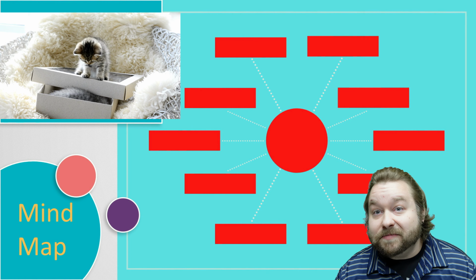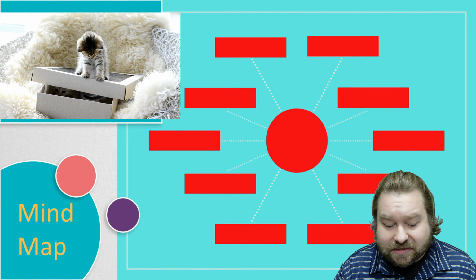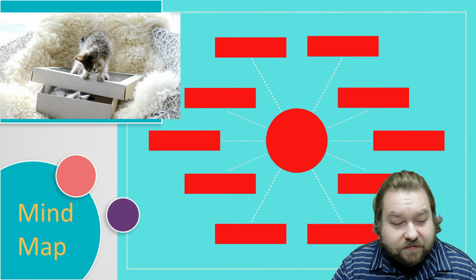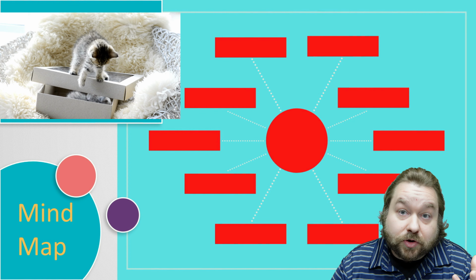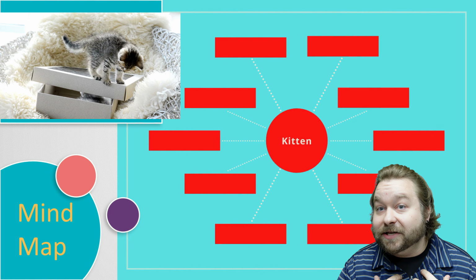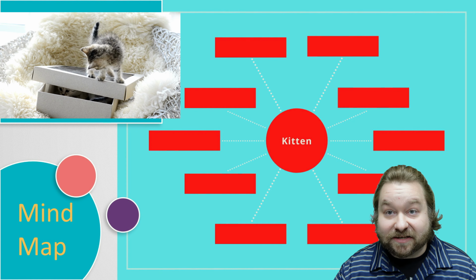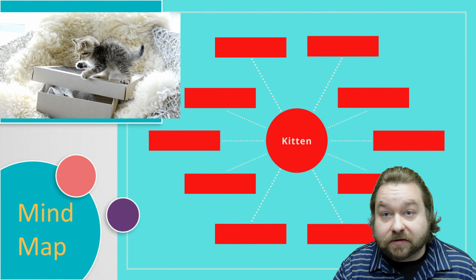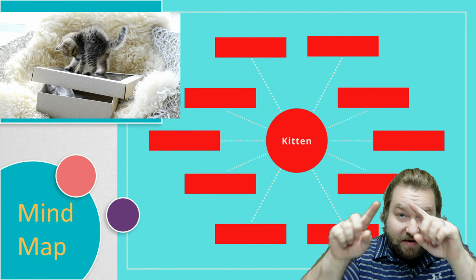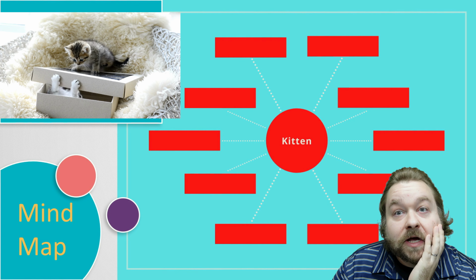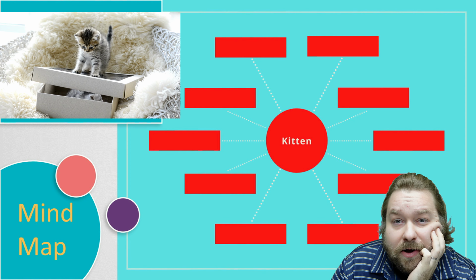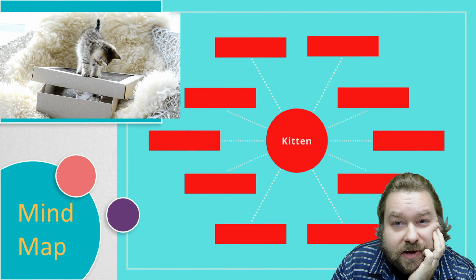I've got this empty mind map with lots of empty boxes. Now, in the center, the first thing you have to do is put your topic. Well, mine is a kitten. So I just write kitten. You write your topic. Now I have all these empty boxes. I have to think about something about my kitten, right?